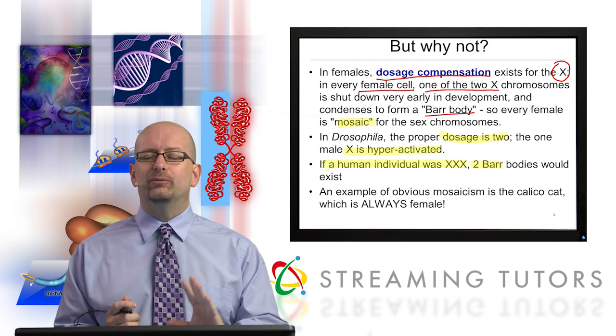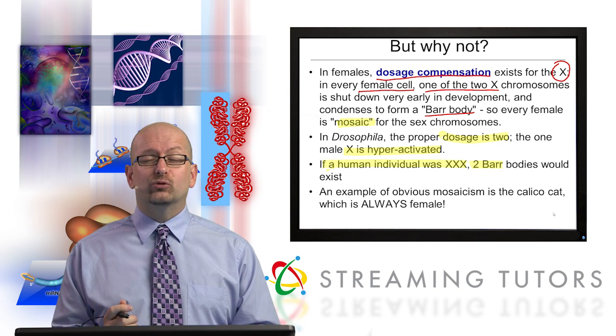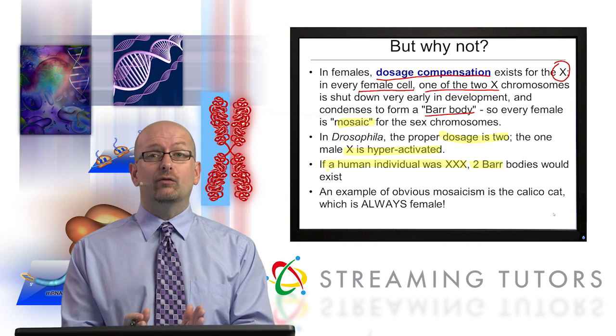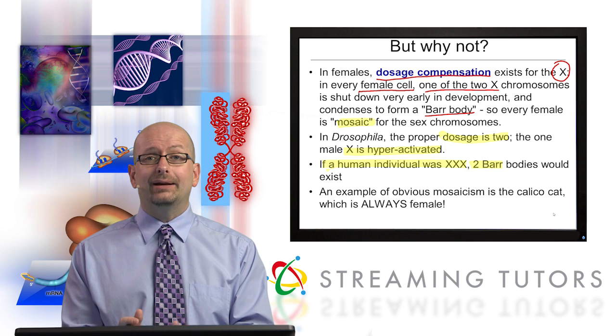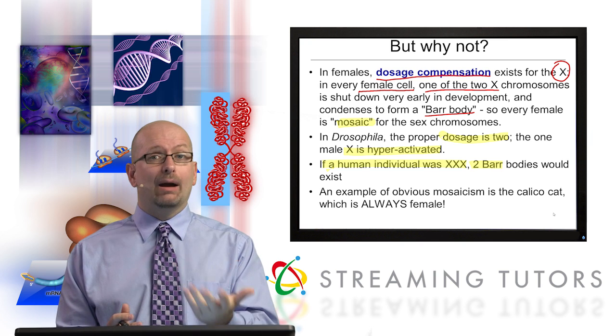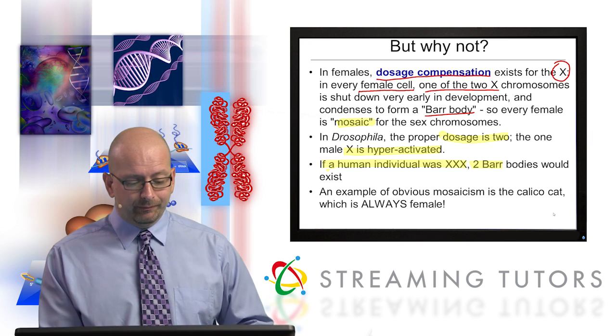So it wouldn't happen, but I'm just saying. Say you had 8 X chromosomes in a cell. In theory, 7 of them would be shut down and turned into Barr bodies. 1 would remain. That would be the correct dosage.